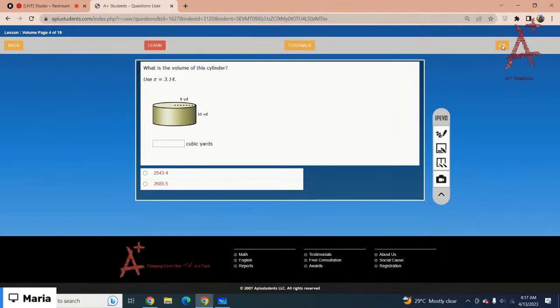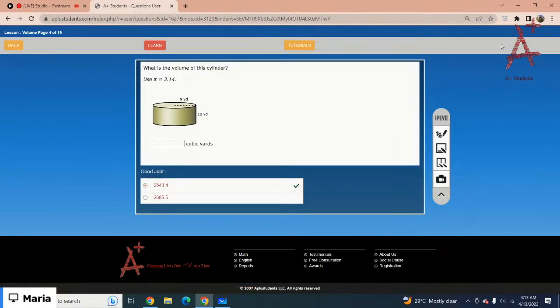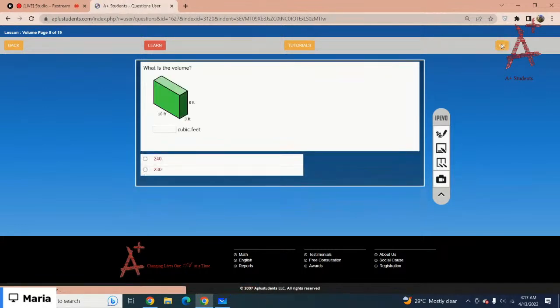Pi r square h. R is 9, 81 times 10 is, let me just do the calculation. 810 times 3.14, that would be 2,543.4. Option number 1 is the correct option. Got it? Just use the formula, that is V equals pi r square h. So the correct option is option number 1.